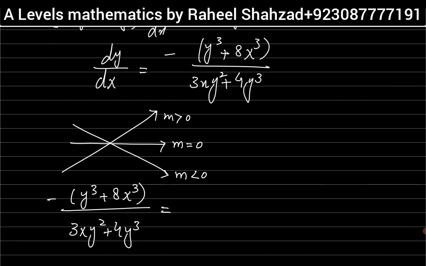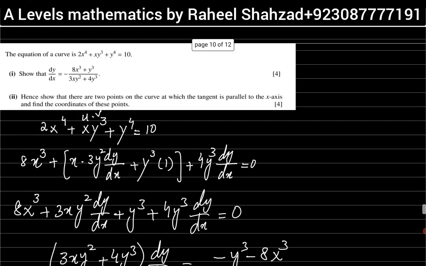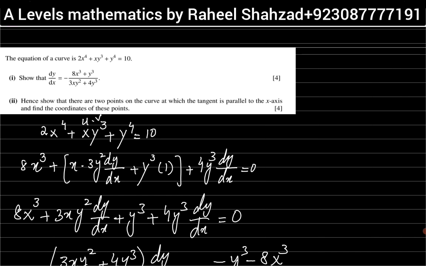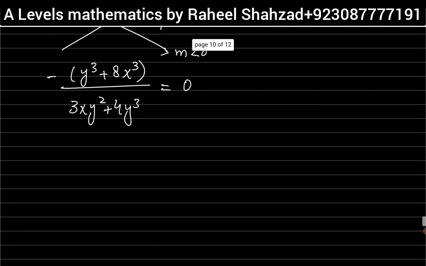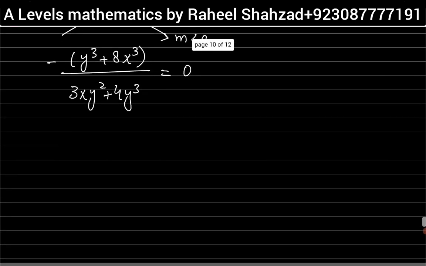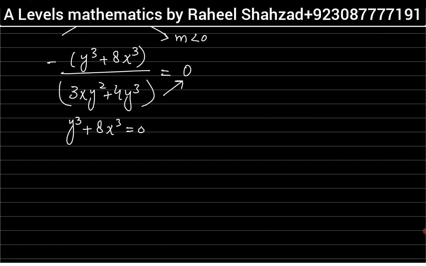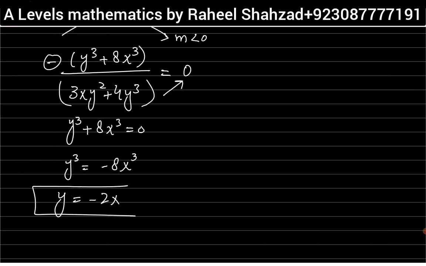Now in order to have gradient equal to 0, the derivative parallel to the x-axis, hence show that there are 2 points on the curve at which the tangent is parallel to the x-axis. So for the tangent to be parallel to the x-axis, its gradient should be equal to 0. That makes it y³ plus 8x³ equals 0. So this whole thing multiplied with 0, and this minus 1 also divided by 0 would be 0. So y³ is equal to −8x³. That makes it y as −2x if we take the cube root on both sides.